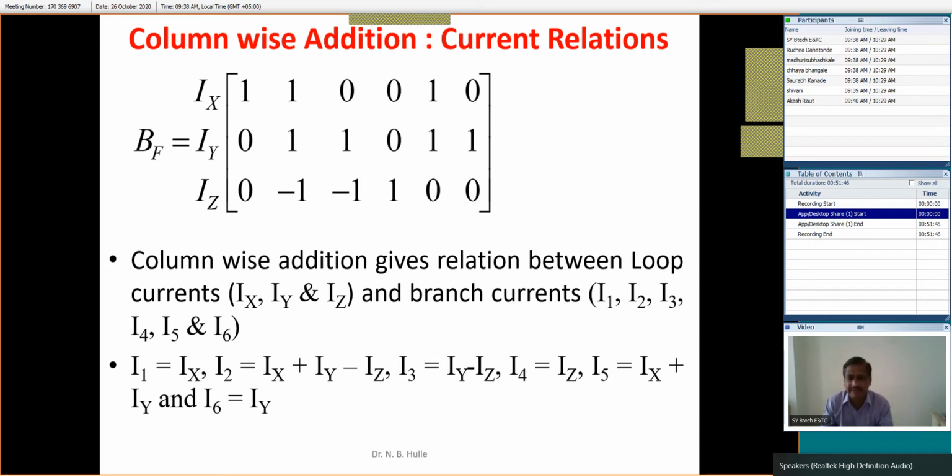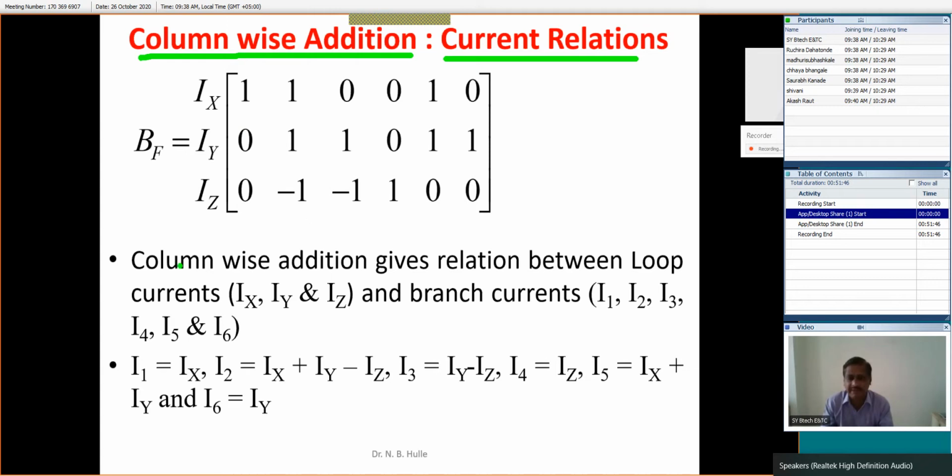First point is here the column-wise addition. Just the similar things we have prepared in case of the reduced incidence matrix, current relations. This column-wise addition, what it will give, and row-wise addition, what it will give, that we will discuss. Column-wise addition gives the current relations.